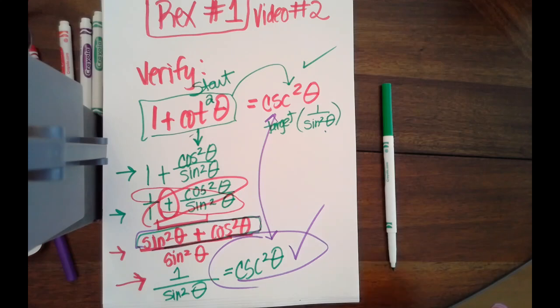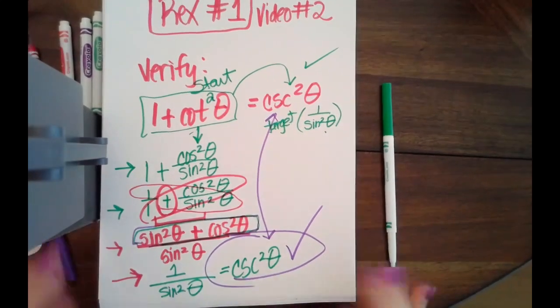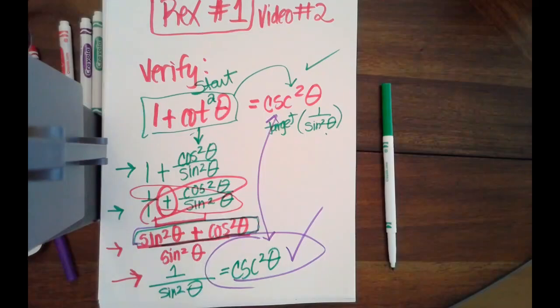Some of us may take 10 steps, and some of us may take 4 steps. Doesn't matter as long as your end result is legit and you didn't make up your own math rules along the way, okay? So we ended up with exactly what we meant to do. All right, that's example number 1.